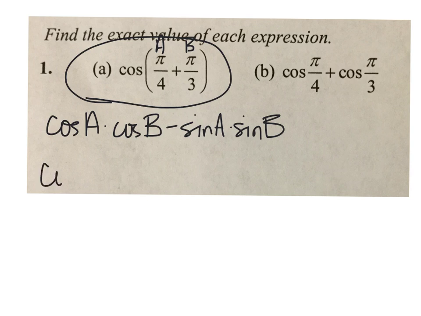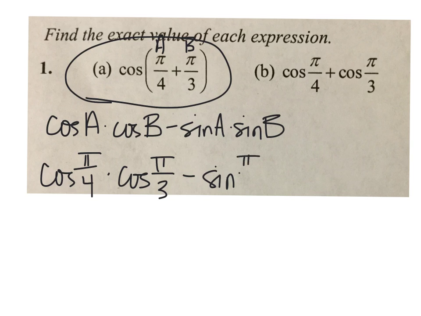Okay, so A is going to be pi over 4. So I'm going to find the cosine at pi over 4, times it by the cosine at pi over 3, and then subtract the product of the sine at this angle times the sine at that angle. So if you have your unit circle memorized, that's fantastic. If you have some other type of a chart that you can refer to, that is equally good.